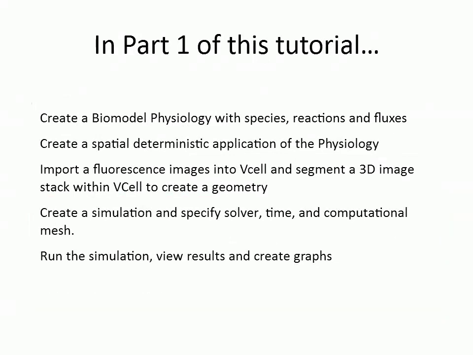So in this first part of the tutorial, we will first create a biomodel physiology. Then we will create a spatial deterministic application of the physiology. For the geometry, we will import a fluorescence image stack into VCell and segment that stack to create the geometry. Finally, we will create a simulation, run the simulation, and view the results.